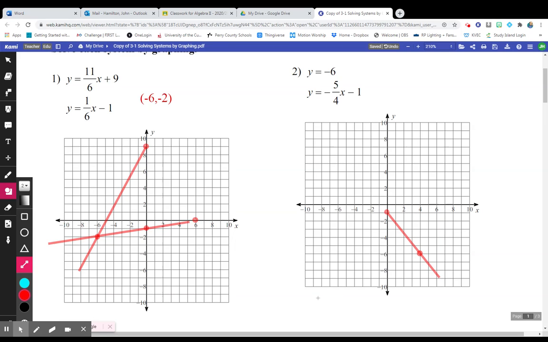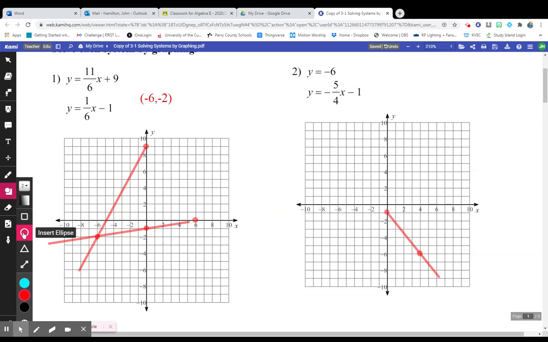Voila, there we go. Now I want to think about y equals -6. There's no slope here. There's no x term at all. It just says y equals -6. Well, let's think about where y equals -6 at.